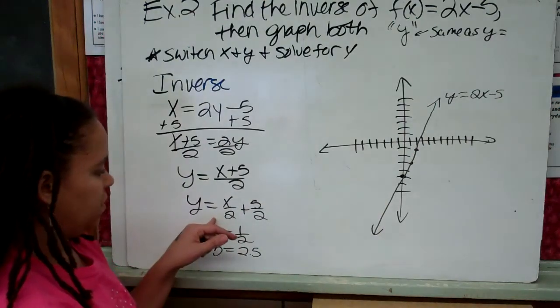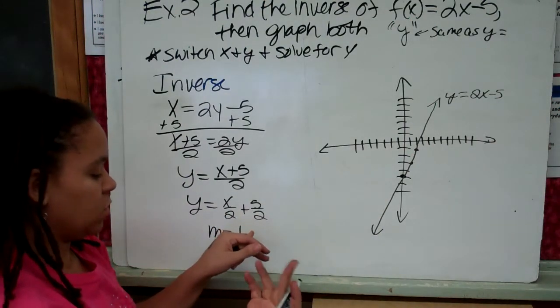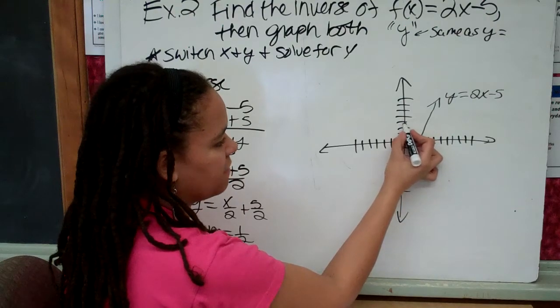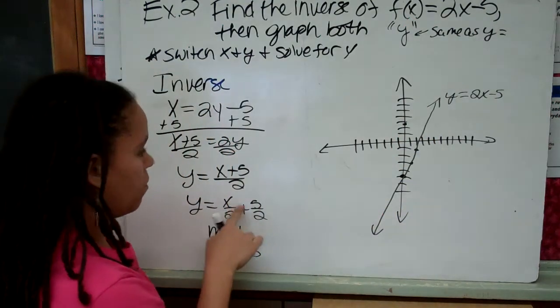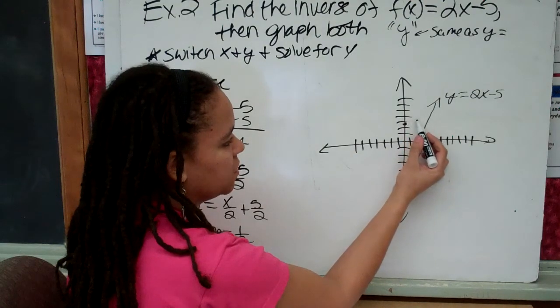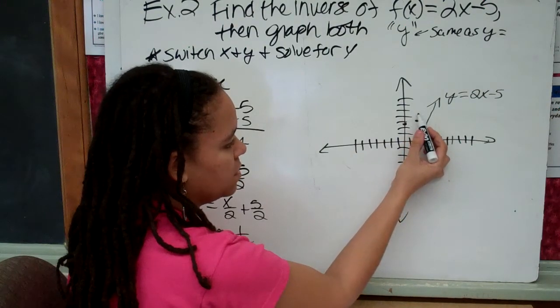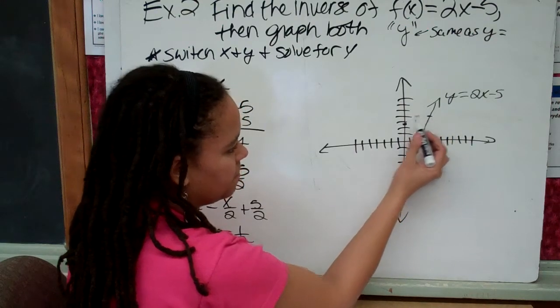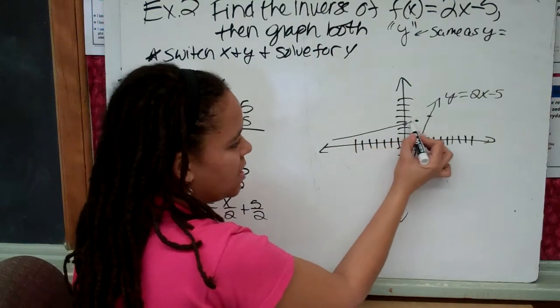Now let's graph the inverse. Start at 5/2 or 2.5. So up 2.5. There's my first point. Now I need to go up 1 over 2. Up 1 to 3.5 over 2. Up 1 over 2. It's hard to see that. All right, there's this line.